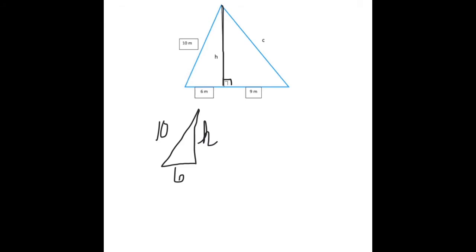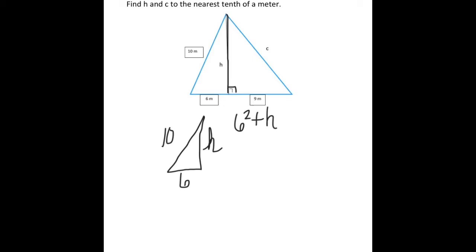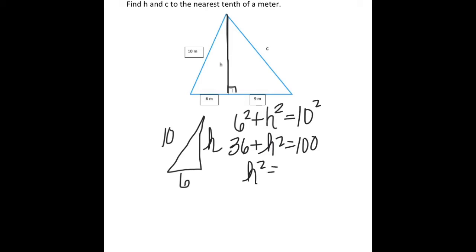So I can plug that into the Pythagorean Theorem. 6 squared plus h squared, because those are my legs, equals 10 squared. 36 plus h squared equals 100. I can subtract 36 from both sides, and I find out that h squared equals 64. Take the square root of both sides, and I find out that h equals 8. So the height of this shape is 8 meters.